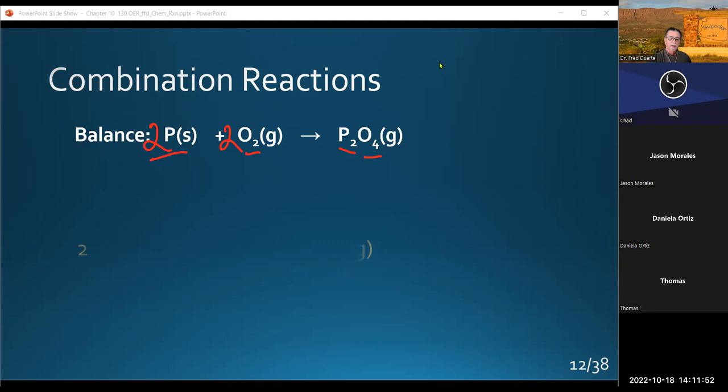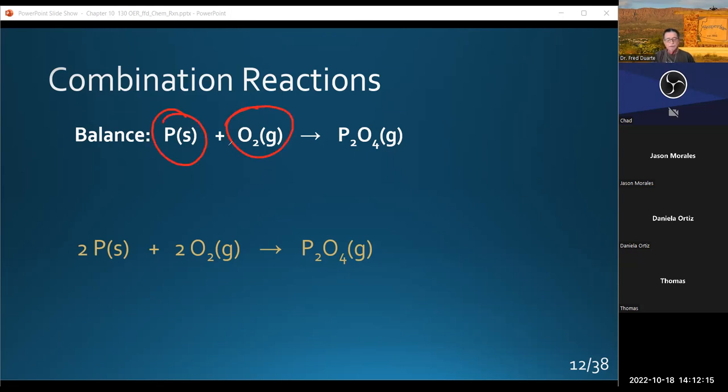Okay. All right. So that is 2 phosphorus requires 2 oxygen molecules to give me 1 molecule of diphosphorus tetraoxide. Okay. That is again an example of a combination reaction. We have 2 elements that combine to produce a compound.